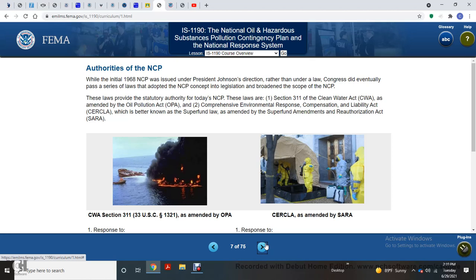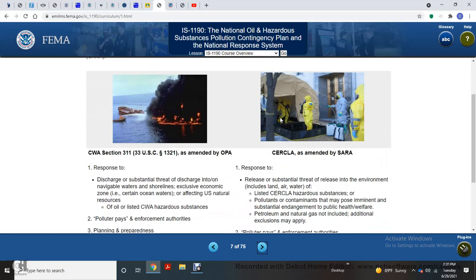These laws are Section 311 of the Clean Water Act as amended by the Oil Pollution Act, and the Comprehensive Environmental Response, Compensation, and Liability Act, which is better known as Superfund, as amended by the Superfund Amendments and Reauthorization Act.